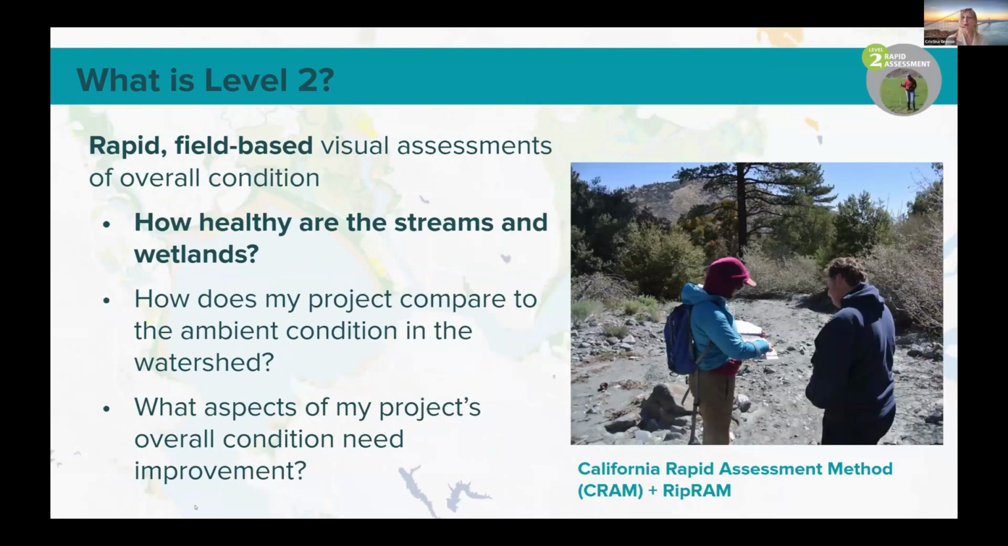Level 2 are rapid field-based assessments of overall ecological condition, to answer questions of how healthy are the streams and wetlands in my project area or watershed, how does my project compare to the ambient condition in the watershed, or are there certain aspects of my project that need improvement. Within EcoAtlas, we have the California Rapid Assessment Method, or CRAM, and the Riparian Rapid Assessment Method, or RIPRAM, that really allow us to take these field measurements and assessments in a rapid way.